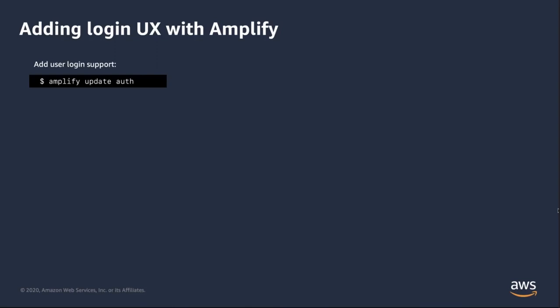First, to add user login support to my web app, I just needed to execute this command line, which is amplify update auth. So this adds the configuration and the user interface components that are needed to support authentication. Then I executed amplify push, which takes care of setting up all my backend resources for me automatically. So I didn't have to go in and configure anything manually.